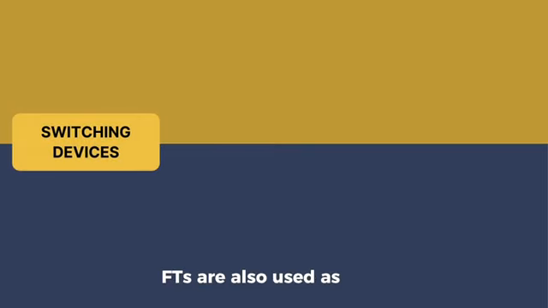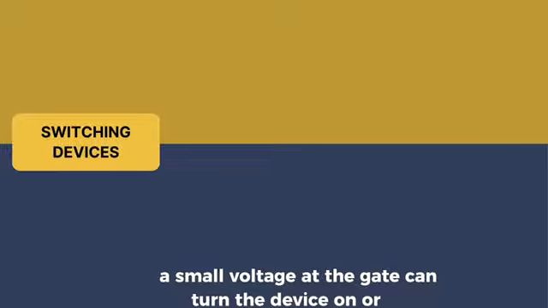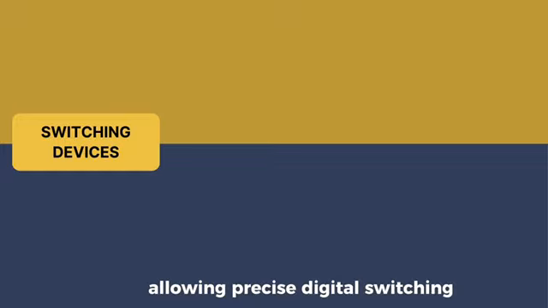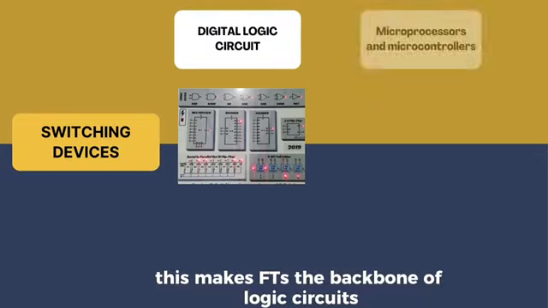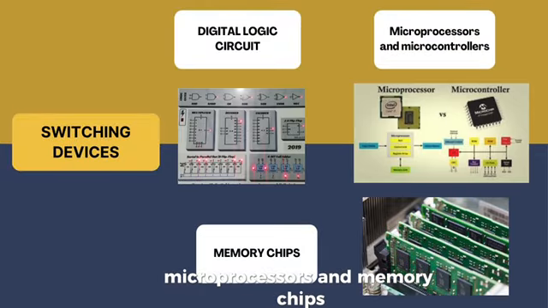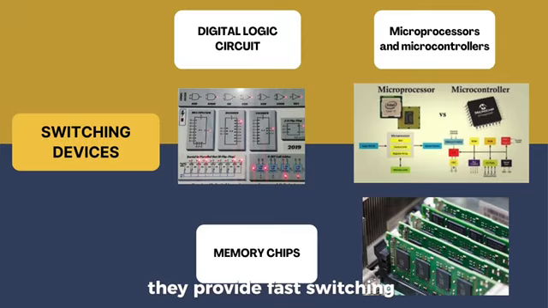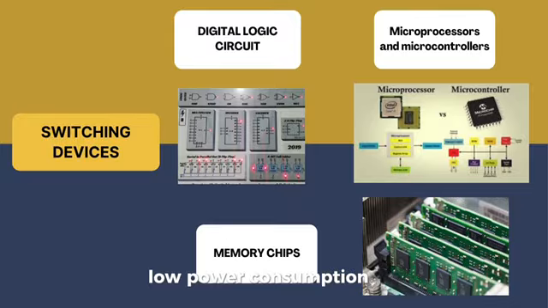FETs are also used as electronic switches. A small voltage at the gate can turn the device on or off, allowing precise digital switching. This makes FETs the backbone of logic circuits, microprocessors, and memory chips. They provide fast switching speed, low power consumption, and high efficiency.